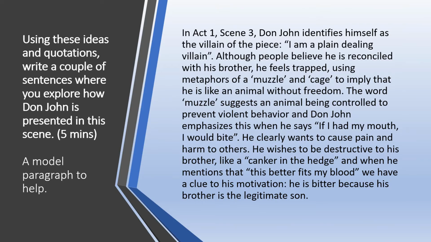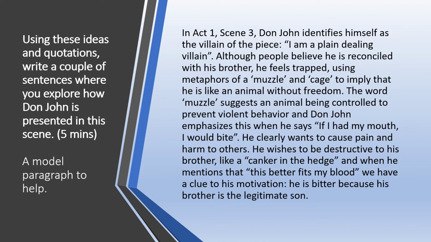Now, using these ideas and quotations, I just want you to write a couple of sentences where you explore how Don John is presented in this scene. And here's one that I've done to give you an idea. In Act 1, Scene 3, Don John identifies himself as the villain of the piece. "I am a plain dealing villain." Although people believe he is reconciled with his brother, he feels trapped, using metaphors of a muzzle and a cage to imply that he is like an animal without freedom.